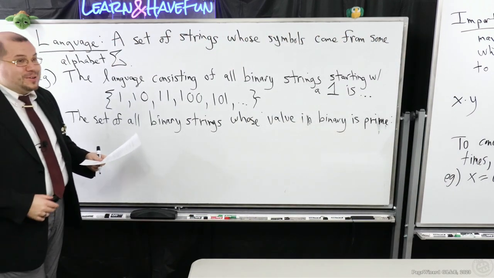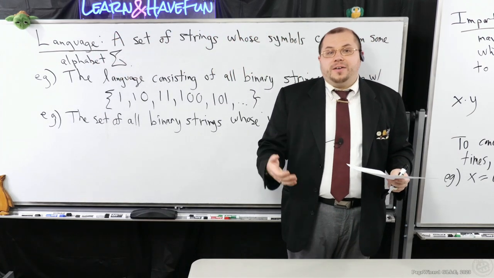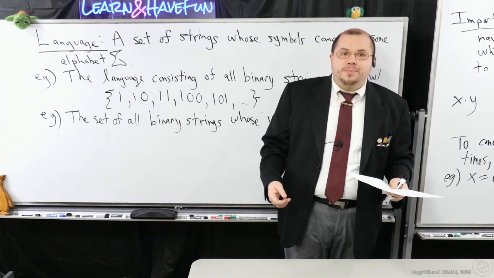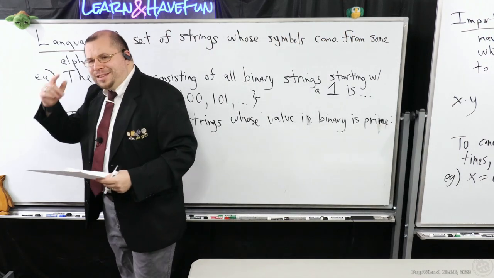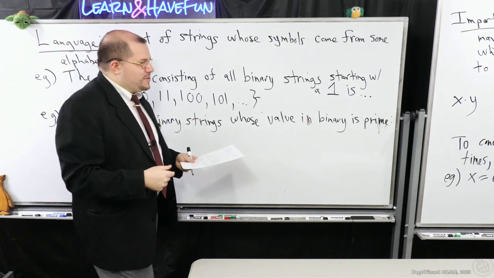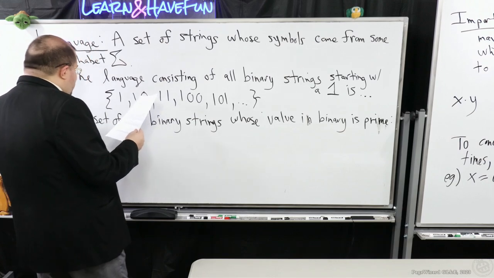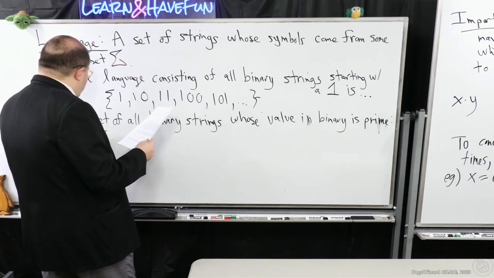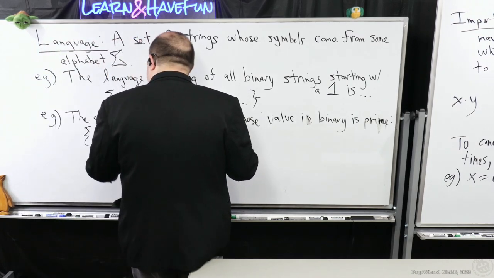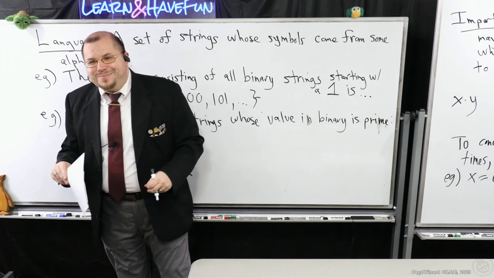So for example, 2 is a prime number. 3 is a prime number. 5 is a prime number. 7 is a prime number. 11 is a prime number. I encourage you to think about why those are prime numbers based on what I just said. So I could write out those actually like this. For example, 1, 0. What is that in binary? Now it's not a 10, it's in binary.